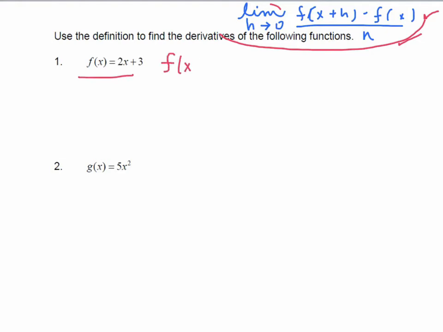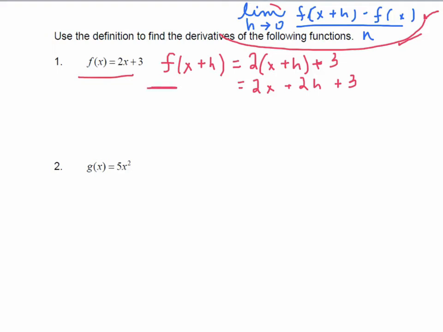So in this first one, where you see f of x is equal to 2x plus 3, the very first step is to determine what f of x plus h is. So f of x plus h simply means to plug in x plus h wherever we see x. It looks like this initially, 2 times x plus h plus 3. And then of course we will want to simplify that, and we're going to say 2x plus 2h plus 3. So that's our very first step. We just evaluate x plus h.